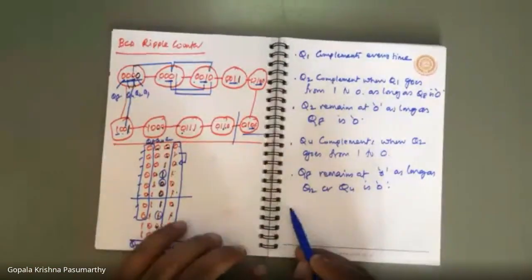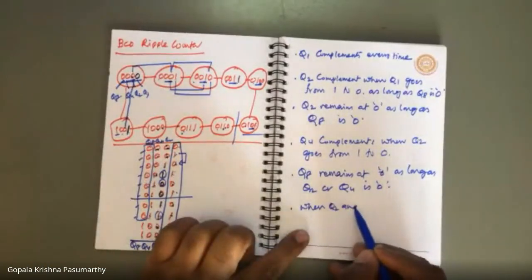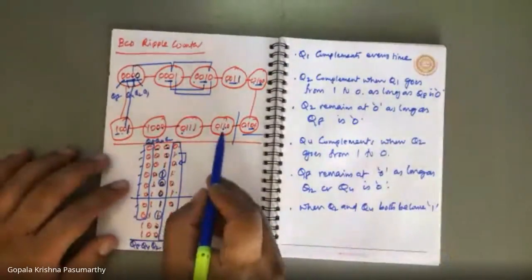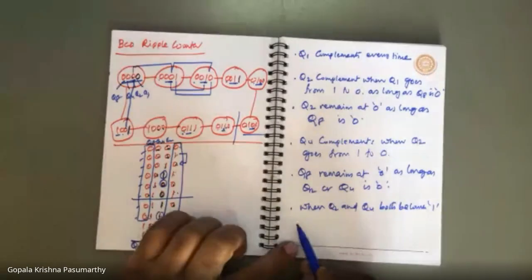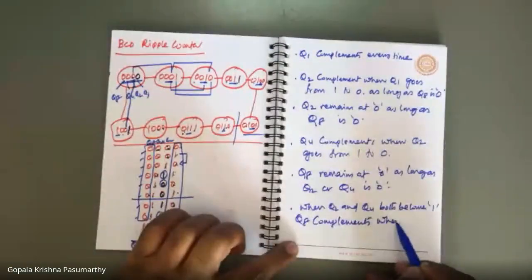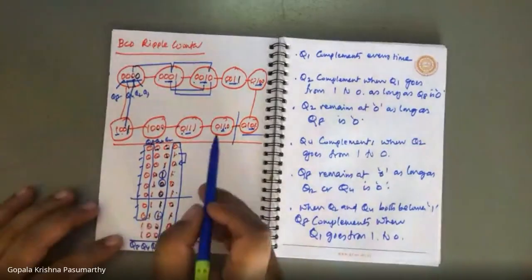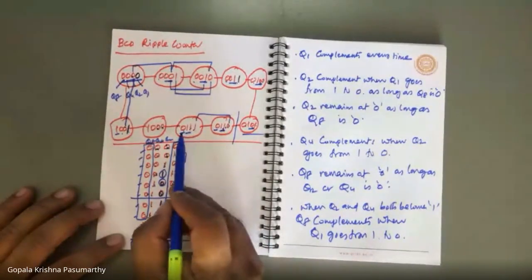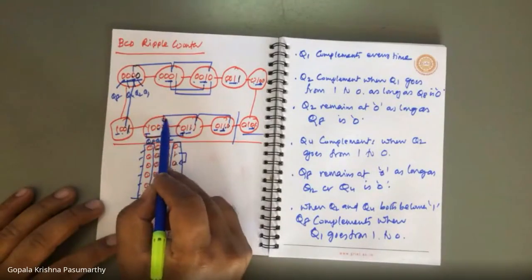The next one means we now have to define these 4 states. When Q2 and Q4 both become 1, Q8 complements when Q1 goes from 1 to 0. Look now, Q8 did not change because Q1 is going from 0 to 1, no change. From 0 to 1, see, Q8 is now changing because my Q1 is going from 1 to 0.